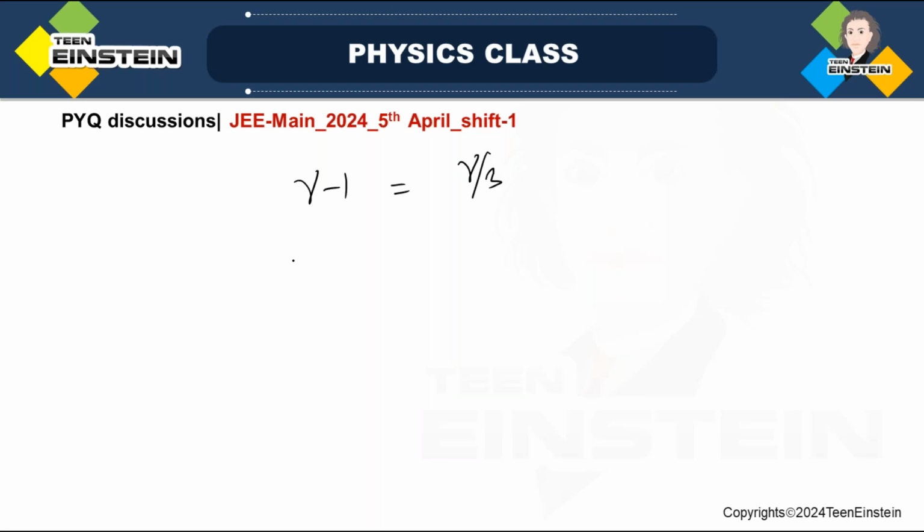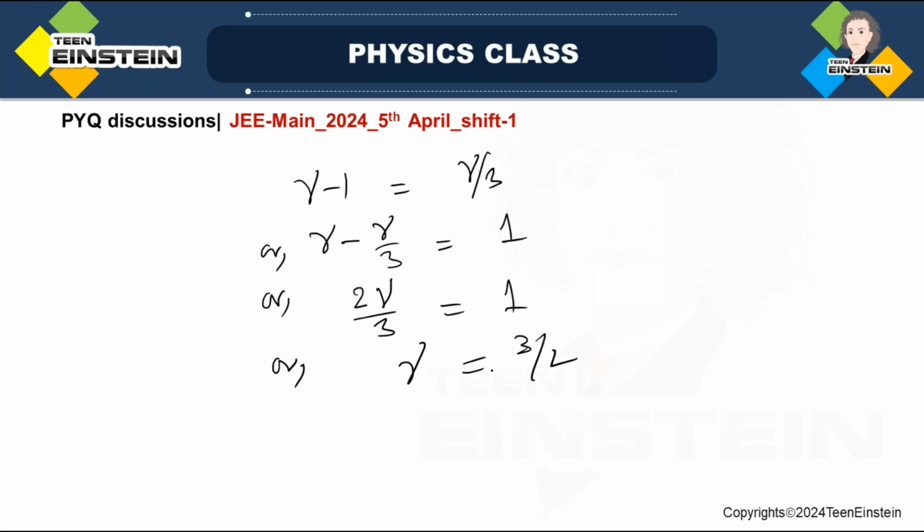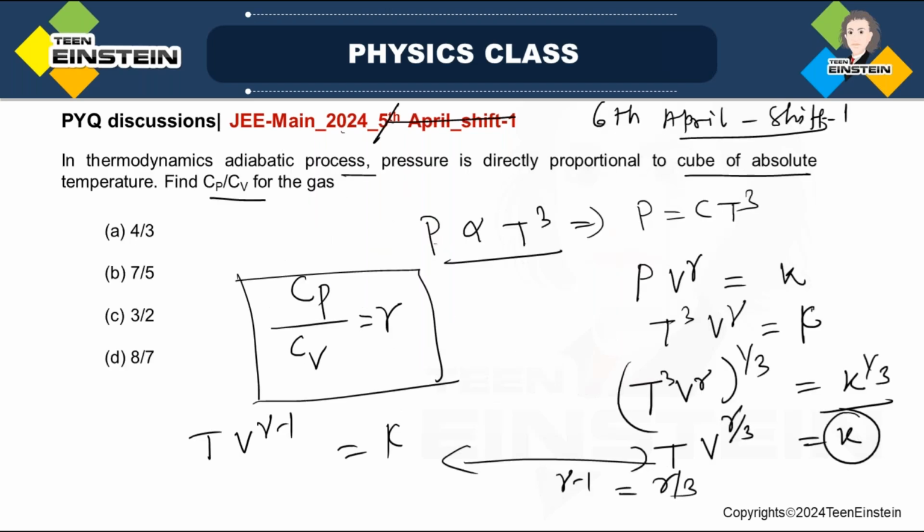Then what I get is gamma minus gamma by 3 is equal to 1. So 2 gamma by 3 is equal to 1, or gamma is equal to 3 by 2. So this is the answer actually. Look here, Cp by Cv is equal to gamma, and the value of gamma I have got is 3 by 2. So Cp by Cv will be 3 by 2 for this gas.